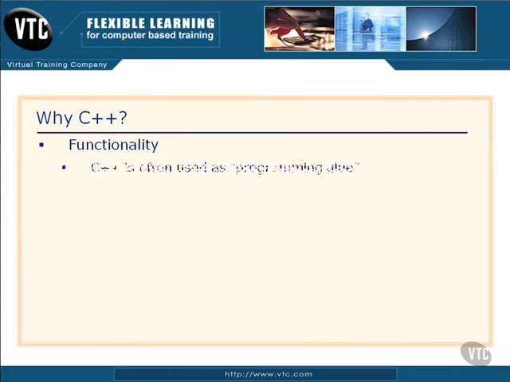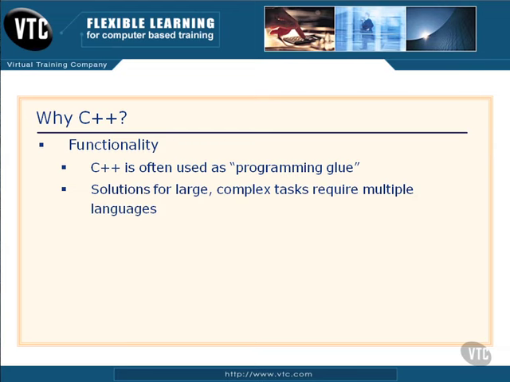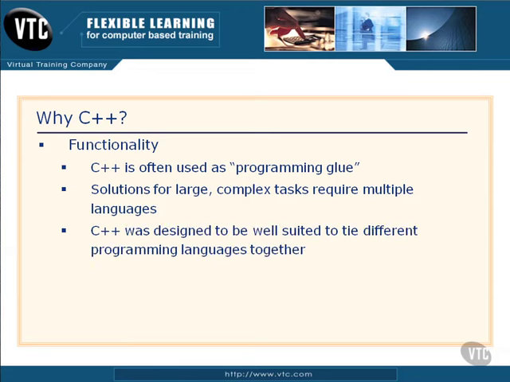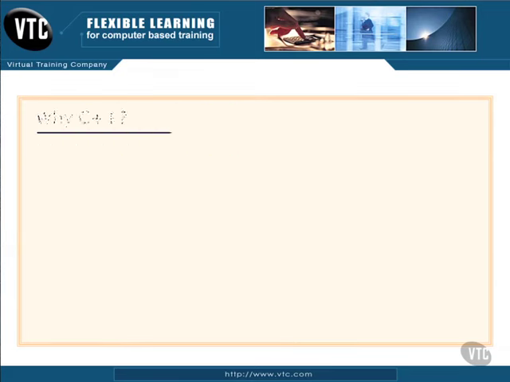Now let's talk about functionality. C++ is often used kind of like programming glue, if you will. You've got solutions for large and complex tasks, and they require multiple languages. The T-SQLs, the Javas, the different flavors of C, other things. And as a result, what you need is something to kind of stick all these languages together, to manage everybody, to hook into all of them and pull them in together and make them behave as a team. C++ was designed to do just that.